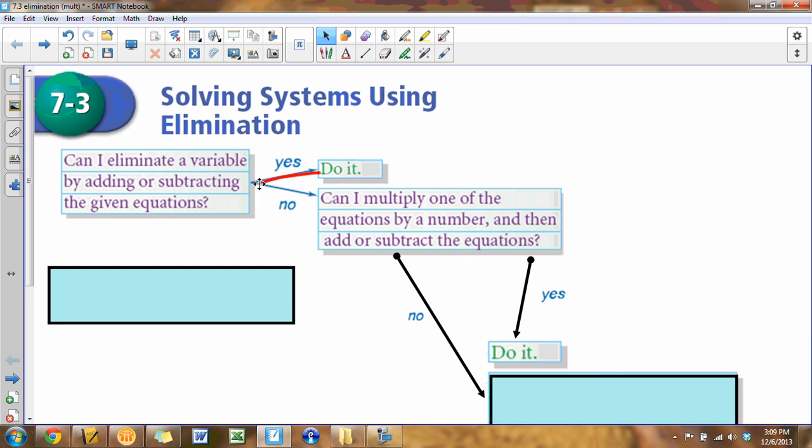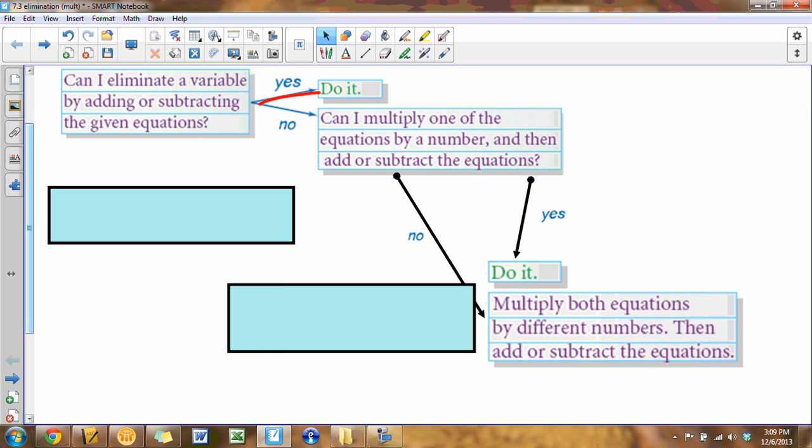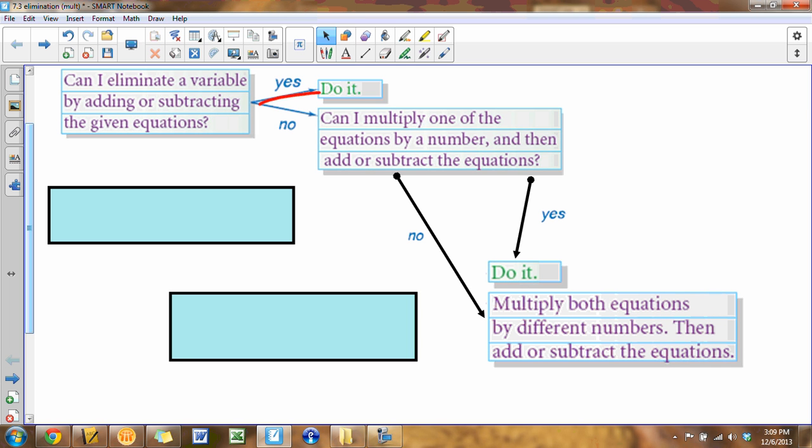Can I multiply one of the equations by a number and then add or subtract the equations? So maybe one of them is a 2x and one of them is an x, and if you just multiply it by a -2, then they would be able to cancel out. So if that's the case, then go ahead and do that. If no, then can you multiply both equations by different numbers and then add or subtract? And this is probably the most difficult one, where nothing just pops out and says this will eliminate itself, but maybe if I multiply both equations, then I'd be able to eliminate.